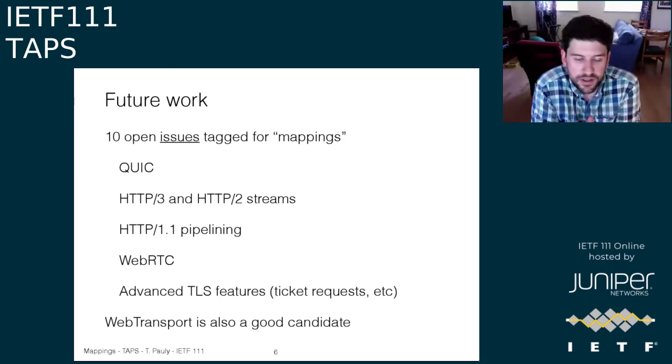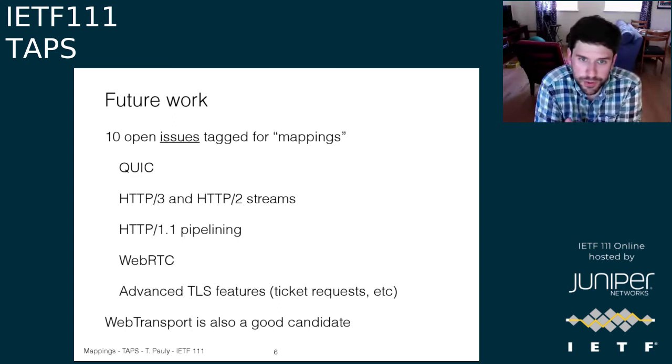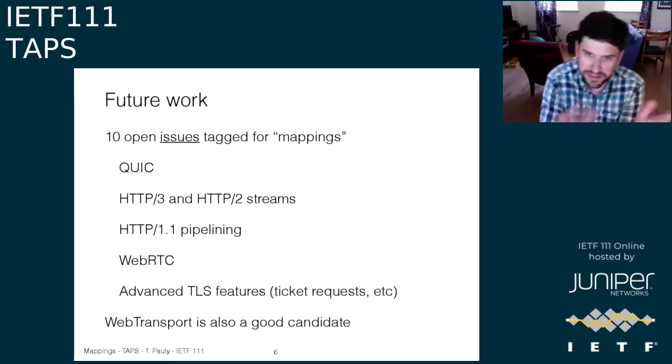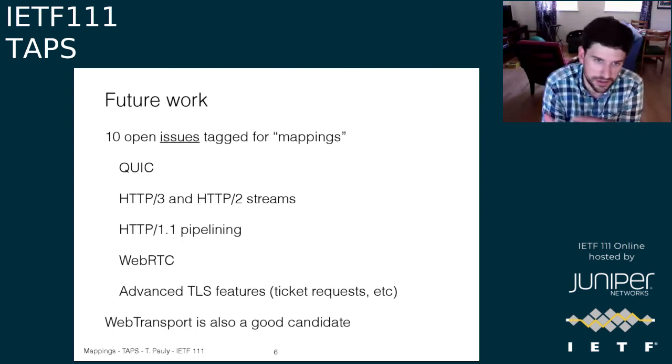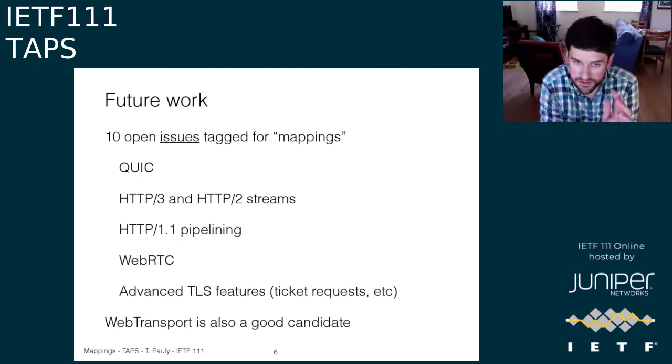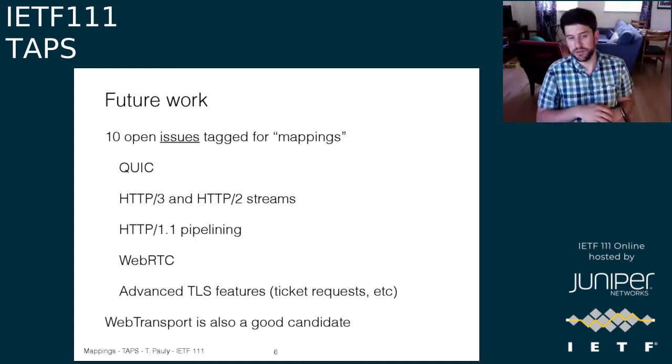Looking at the different ways that we could go forward, we already have 10 open issues on our GitHub that we've tagged provisionally as mappings. These sound like things that we could do in future mapping documents. So an obvious one is QUIC, but we also have issues around how we handle HTTP/3 and HTTP/2 streams. These are things that could race against each other and are in a lot of ways useful as a transport stream. We have an issue around how you would handle HTTP/1 pipelining. We have an issue around what a WebRTC transport looks like. And then we also have one talking about TLS as a transport.